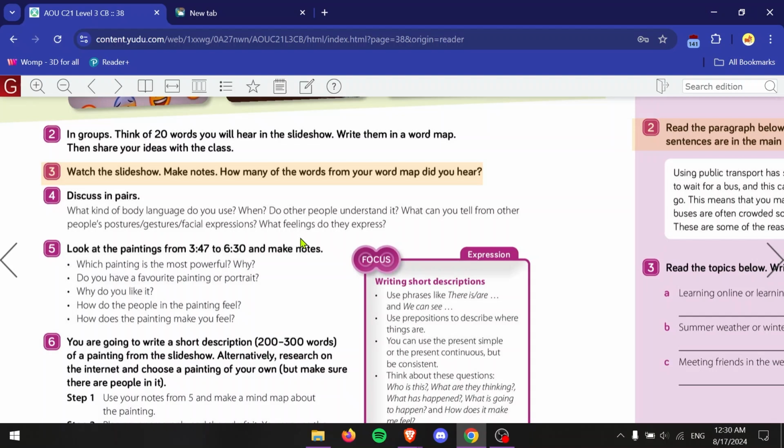Let's go to 4. What kind of body language do you use? When do other people understand it? What can you tell from other people's postures and gestures, facial features, or facial expressions? What feelings do they express? That's a very interesting question. Again, if you guys are in pairs, I suggest you pause the video and talk these questions over with your pair. If not, that's okay too. Just pause the video, discuss the questions with yourself, and then come back, talk to me about it, I guess.